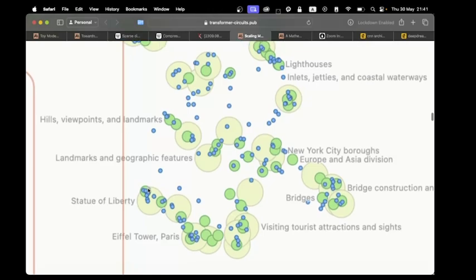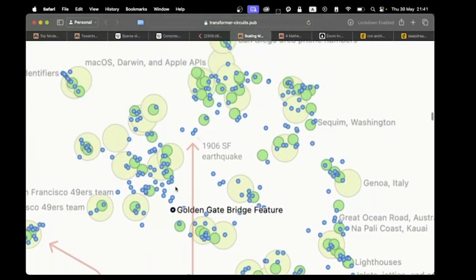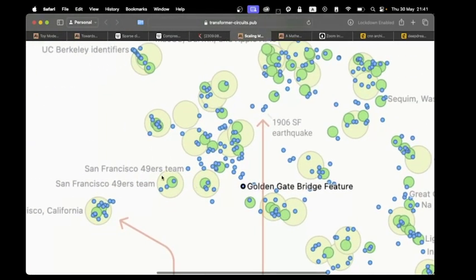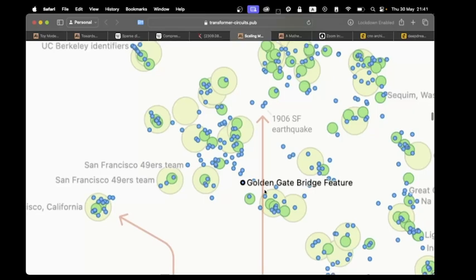Wait, but Golden Bridge was somewhere up. Yeah, apparently Golden Bridge is closer to San Francisco than it is to Statue of Liberty. But it's just a 2D map. Yeah, it's a 2D map. So yeah.